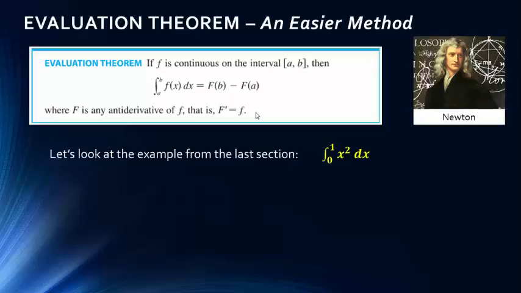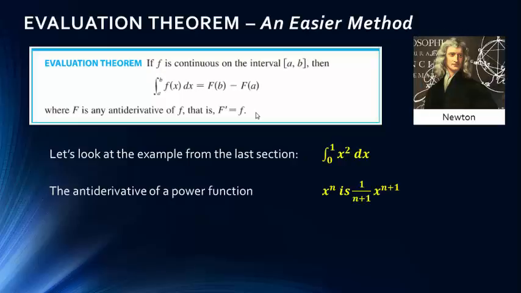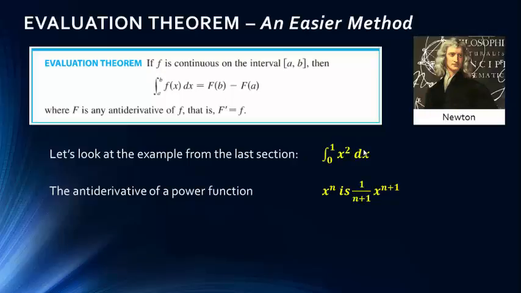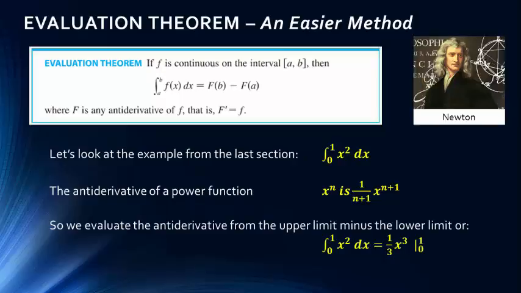So let's look at an example from the last section. Remember, we were looking at the curve of x squared from 0 to 1. So let's try their formula. First we take the integral of x squared dx. Well, this is a power rule, right? The antiderivative is 1 over n plus 1, 1 over the exponent plus 1, times the function to a new exponent of plus 1. So this is a very simple integral. We get 1/3 x cubed, right?